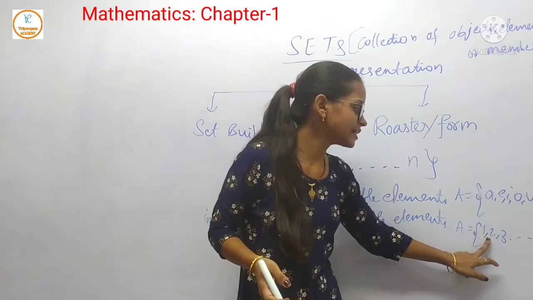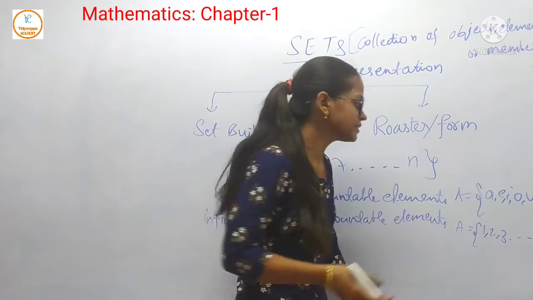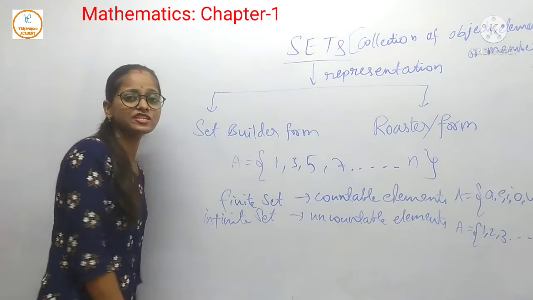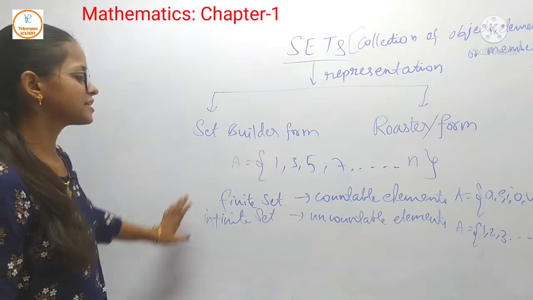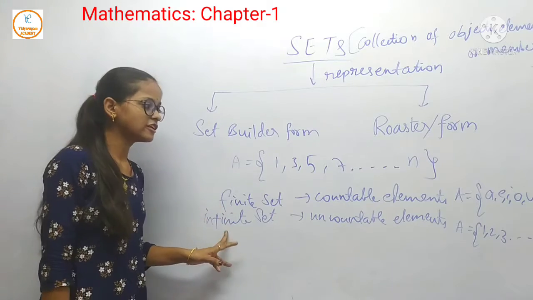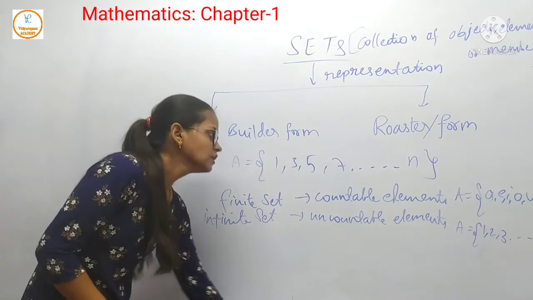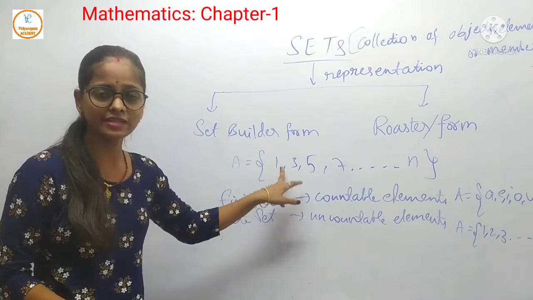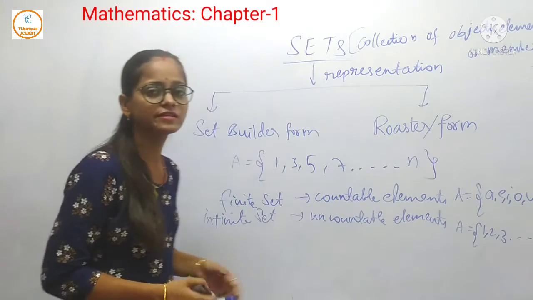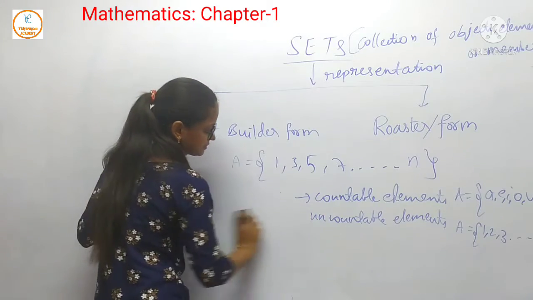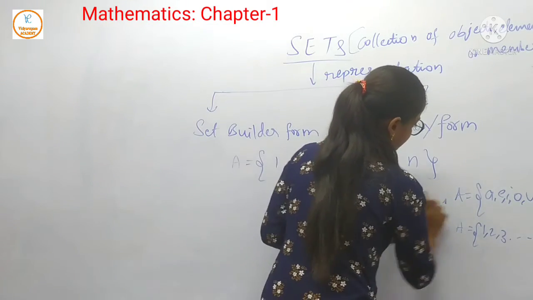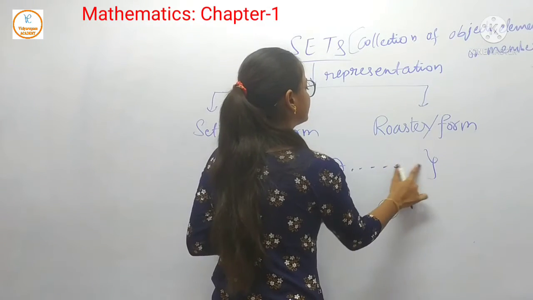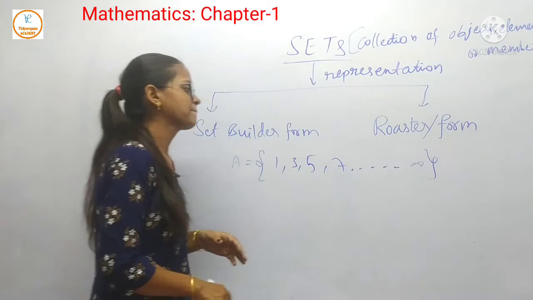The condition: it starts from 1 to n, and I can take infinity here. So 1 to infinity is nothing but the natural numbers. These are the two conditions for a finite set and an infinite set. Now tell me, is this a finite set or an infinite set? It is an infinite set because I put dots here, and I can write up to infinity or n, anything.